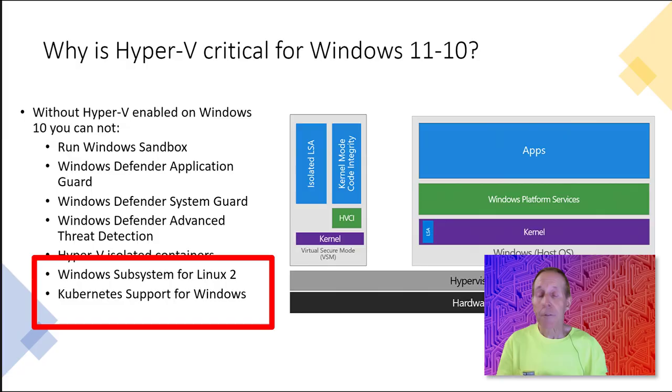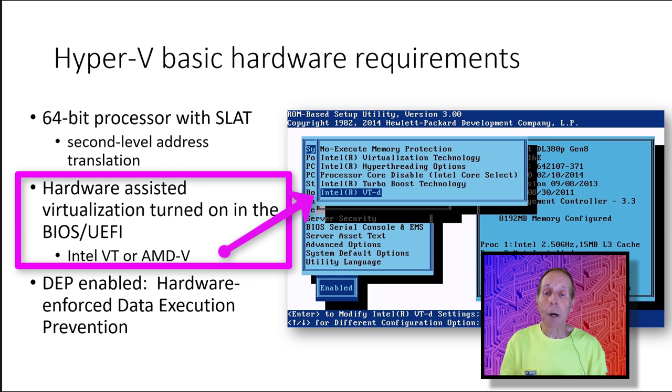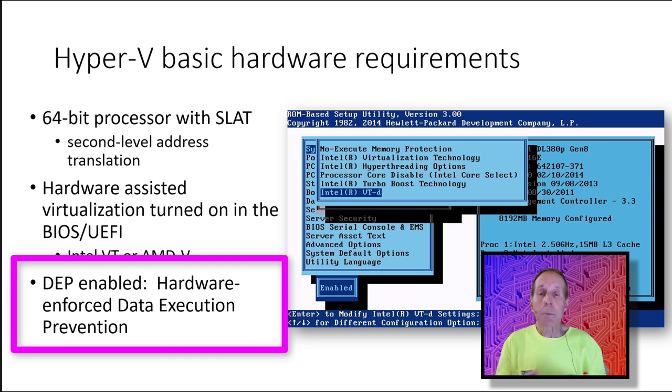Now, the basic Hyper-V requirements are a 64-bit processor with SLAT, second level address translation. You need Intel's VT technology and AMD's V technology enabled in your BIOS. You can see I've got my HP server here. You can see I've got all of those in that box. All of those had to be turned on so that I could get the proper Hyper-V settings. DEP has to be enabled. This is the hardware enforced data execution protection.